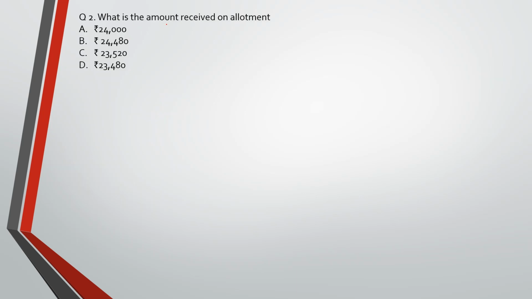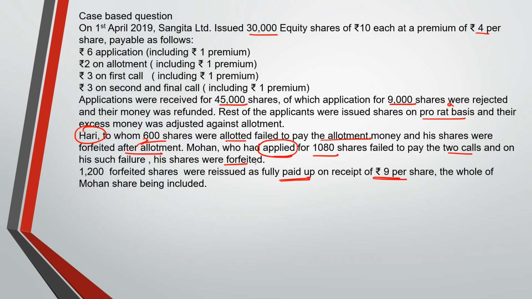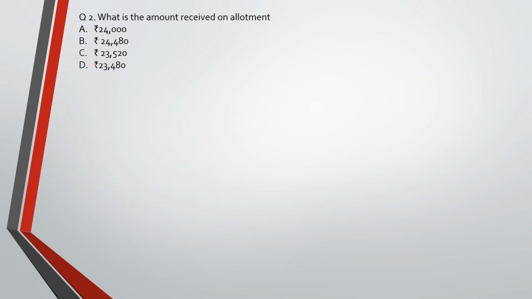The next question is, what is the amount received on allotment? Now we have to calculate quite a bit to get this amount. So for that, let us go back and look at this question. They have said that 30,000 shares are being allotted and the amount is rupees 2 on allotment. So we have 30,000 shares, 2 rupees allotment. So we will do the working notes here. First, working note. We are going to calculate the amount received on allotment.